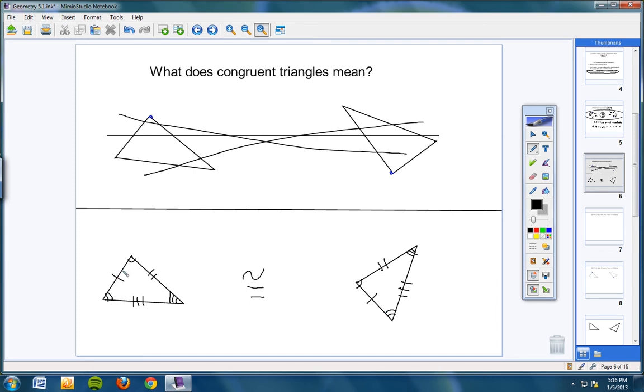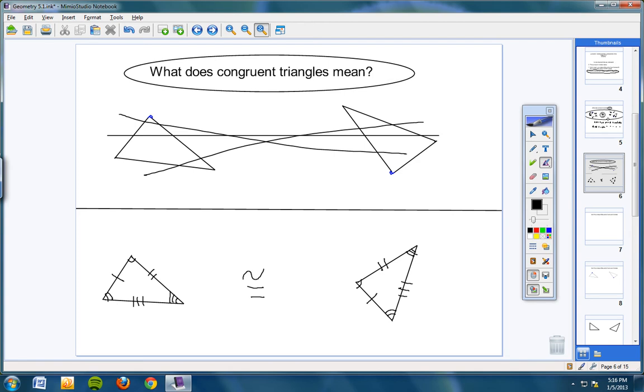Also notice the sides. This side right here has 1 slash, so this side is congruent to this side. This side is congruent to this side, and this side here with 3 marks is congruent to that side. So I tried to give you 2 examples showing you what congruent triangles mean.